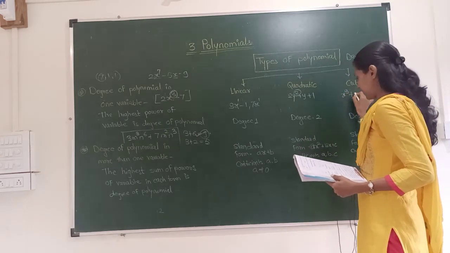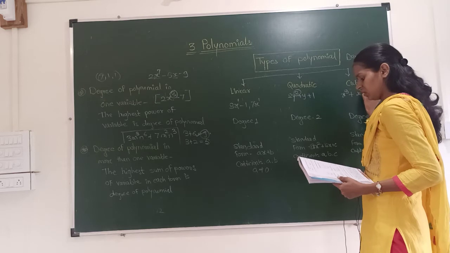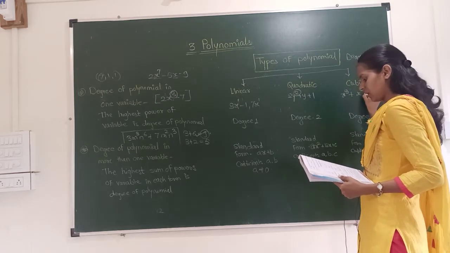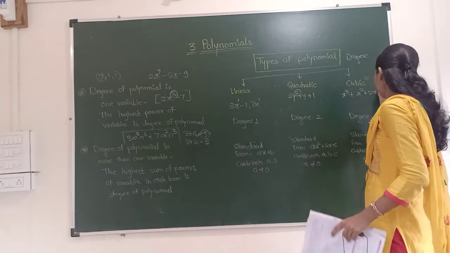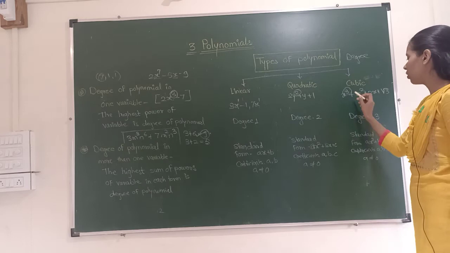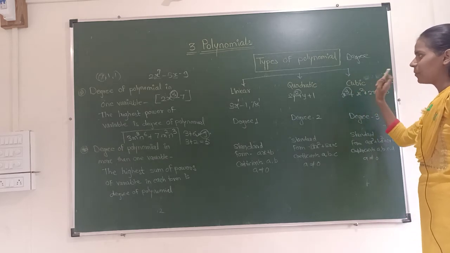The example is, I am writing x raised to 3, x raised to 2, that is x square, plus 2x plus under root of 3. You can see here the degree is 3. Therefore, it is called cubic type of polynomial.